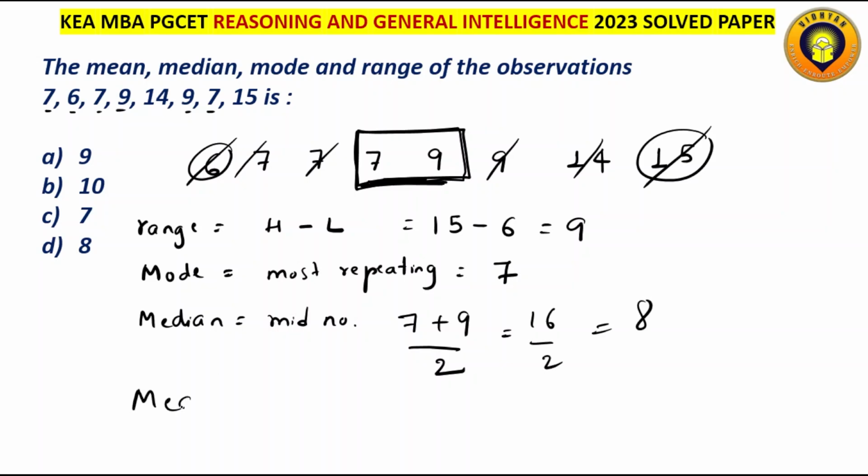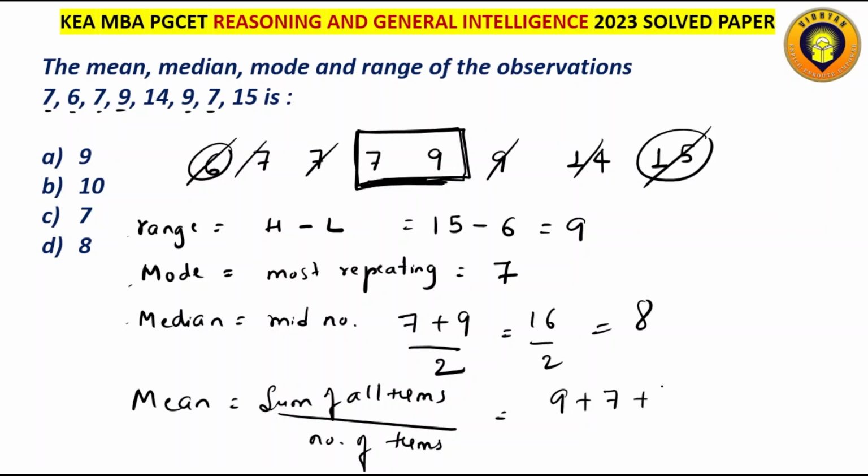Now mean is the sum of all the terms divided by the number of terms. The sum of the above terms, that is range, mode and median, is 9 plus 7 plus 8, divided by total 3 terms. So 9 plus 7 is 16, 16 plus 8 is 24, 24 upon 3 is 8. So the answer is option D.